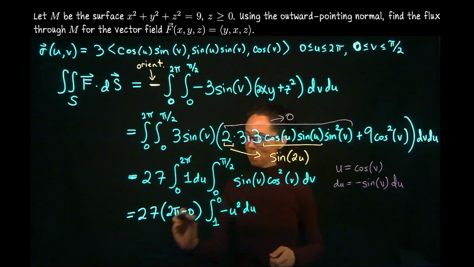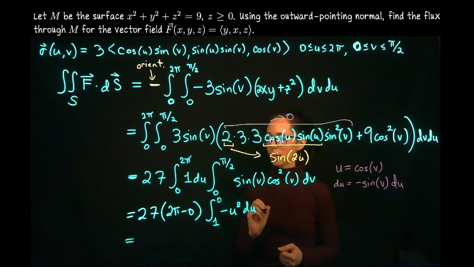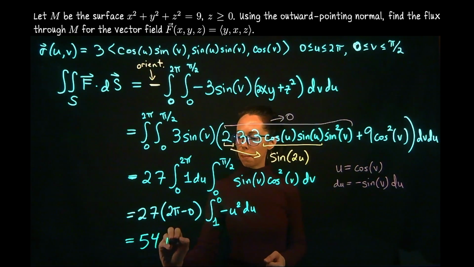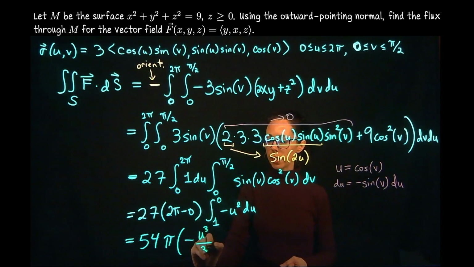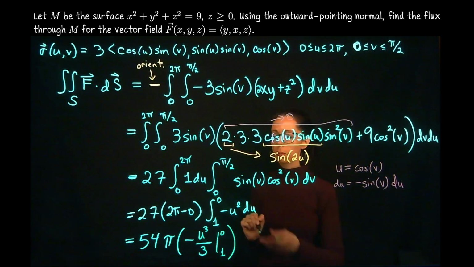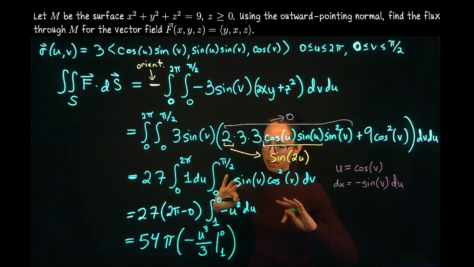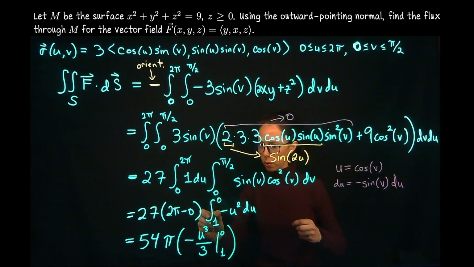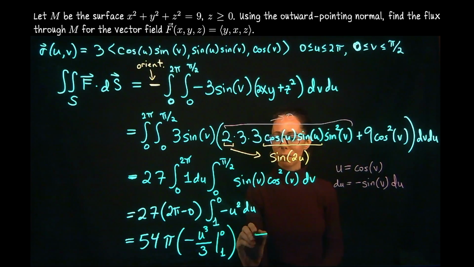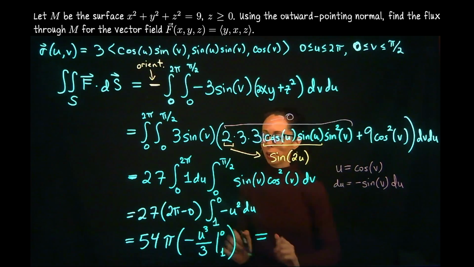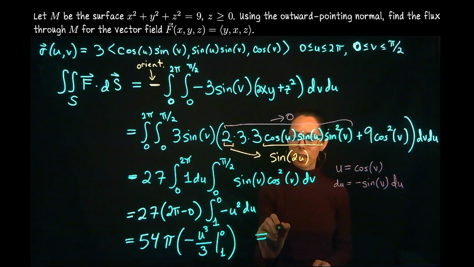Okay, we're basically there. Let's see, 27 times 2 is 54 pi times, you can use this negative to flip the bounds if you want. It's not really necessary. So we've got negative u cubed over 3, from 1 to 0. Plug in 0, it vanishes, minus negative 1 cubed over 3. Sorry, I'm misspeaking a little bit. I'm just trying to say this is 1/3. Okay, so 54 pi divided by 3 is 18 pi.